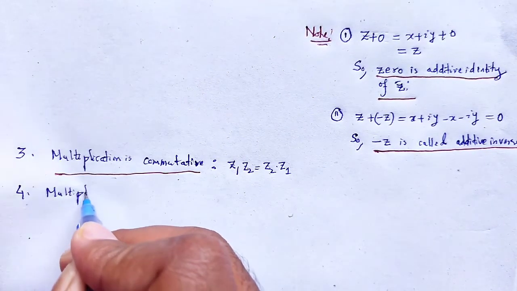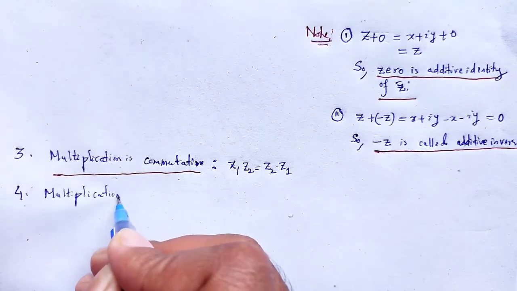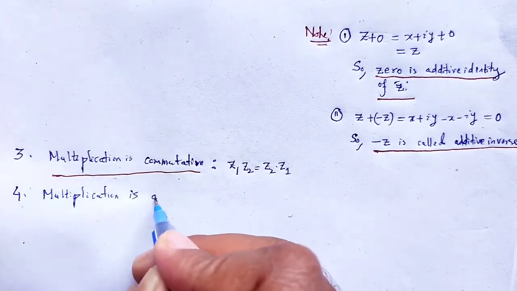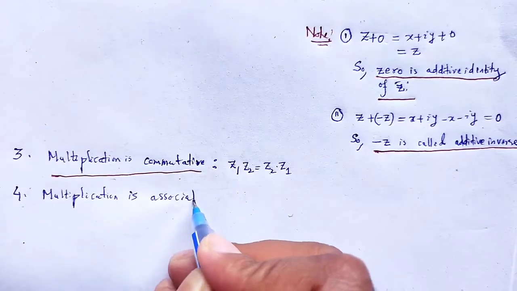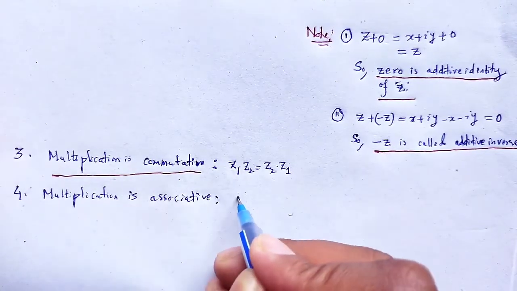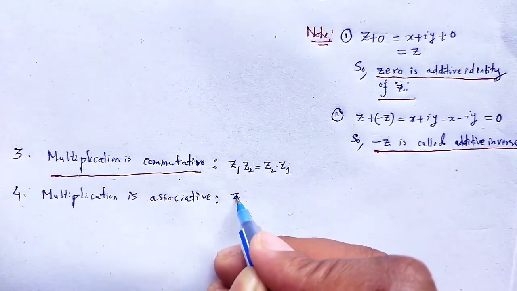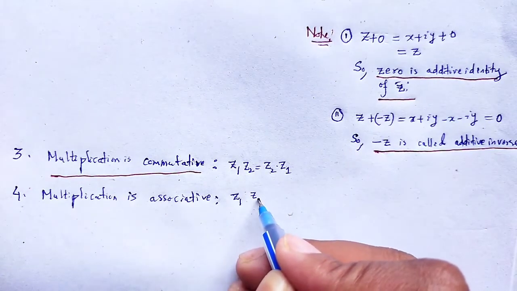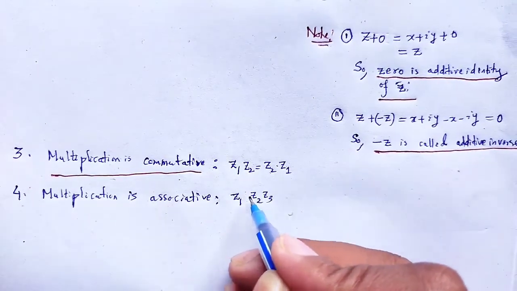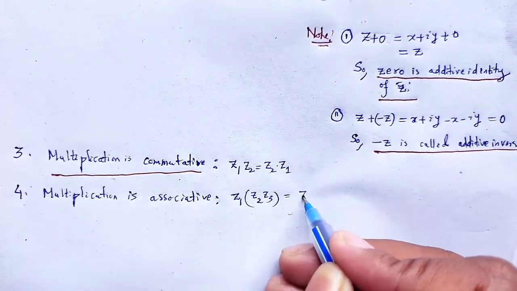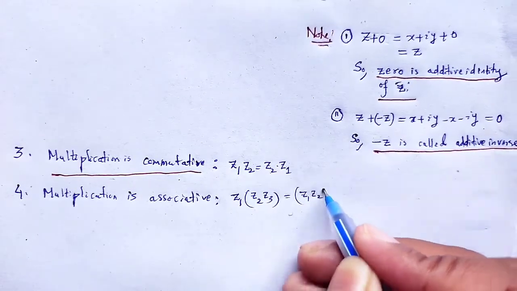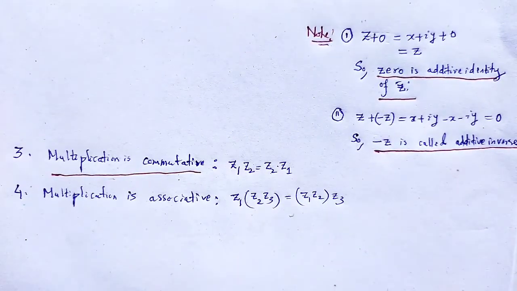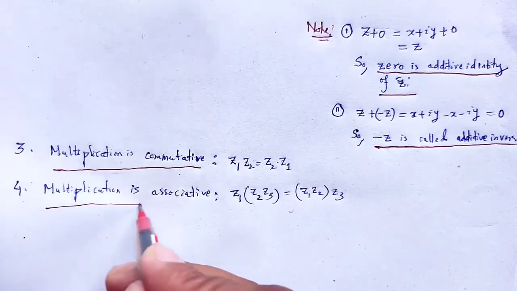Multiplication is also associative. That means Z1 when multiplied with Z2 and Z3, it is the same as Z1 Z2 into Z3. Multiplication is associative.